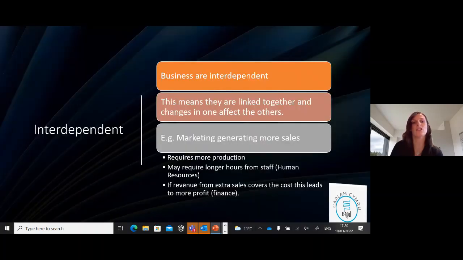So, interdependent business. It means that everything's linked together. For example, if you were in marketing and you were generating more sales, or you may be doing a promotional campaign, or some sort of advertising drive on your product, you are maybe going to require more production, which in turn will require longer hours from staff, which is your human resources. And then if revenue from the extra sales covers the cost, this leads to more profit, which is your finance section of the business. So it's all interlinked.